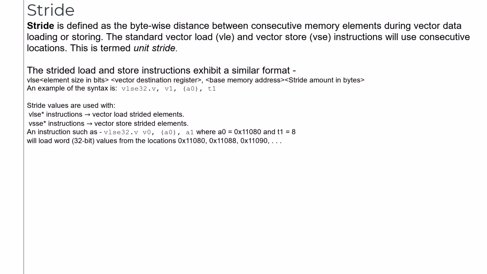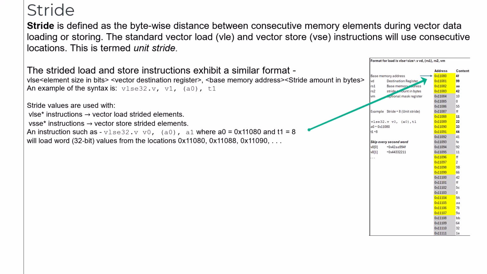We use stride values with VLSE and VSSE instructions. The second S in the instruction signifies stride. We will show an example with a stride value of 8. Contiguous access is termed unit stride.